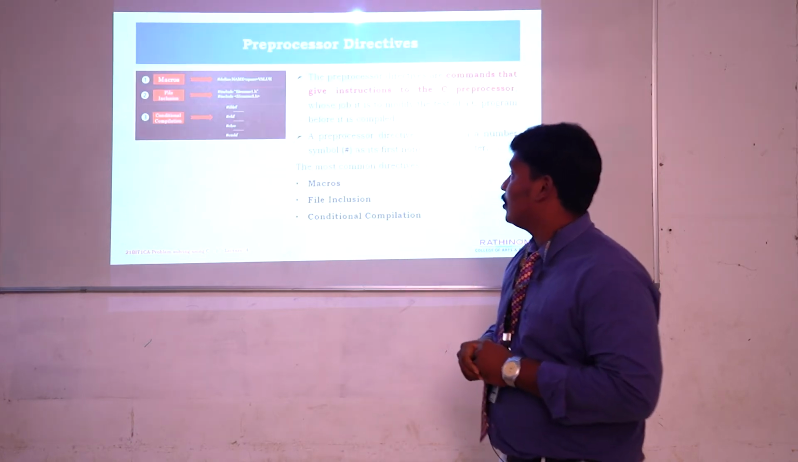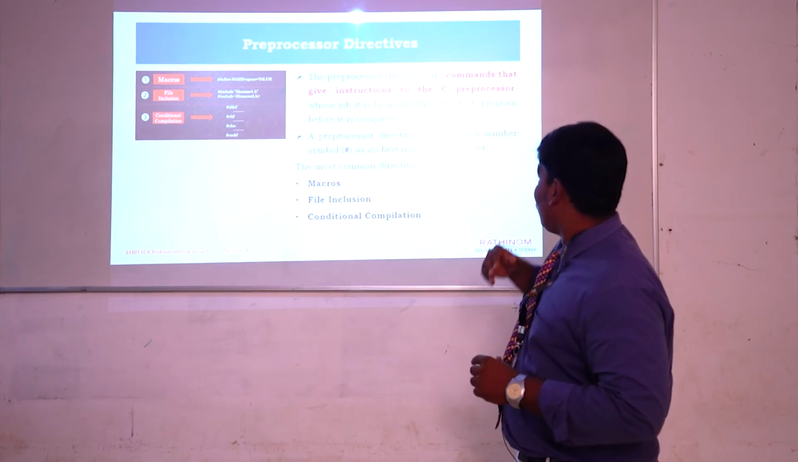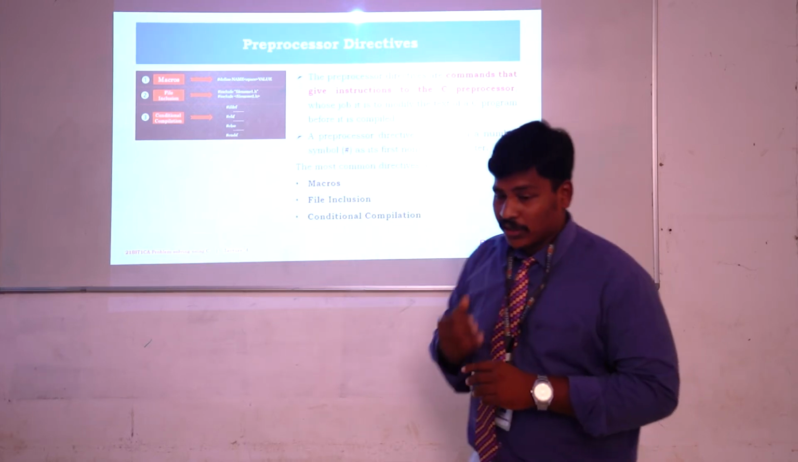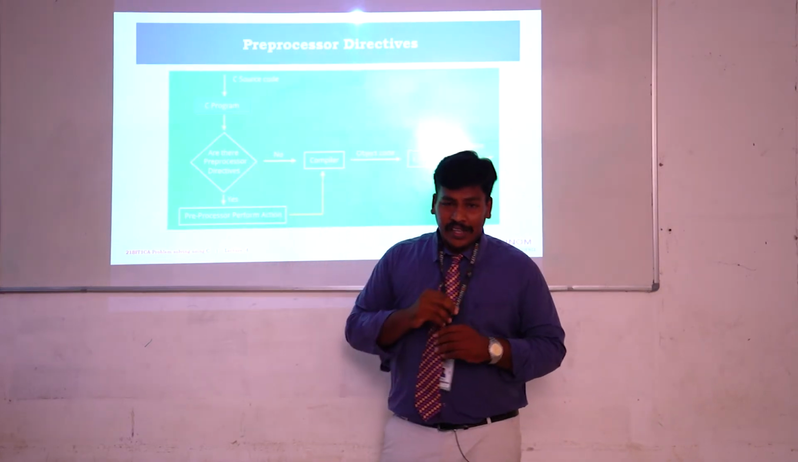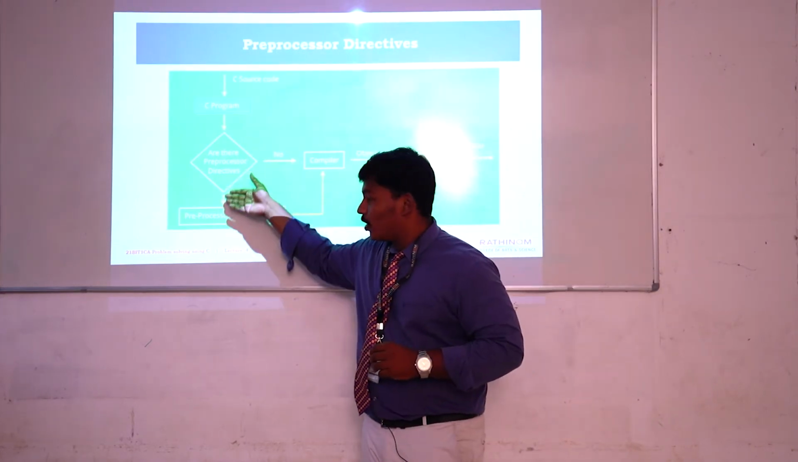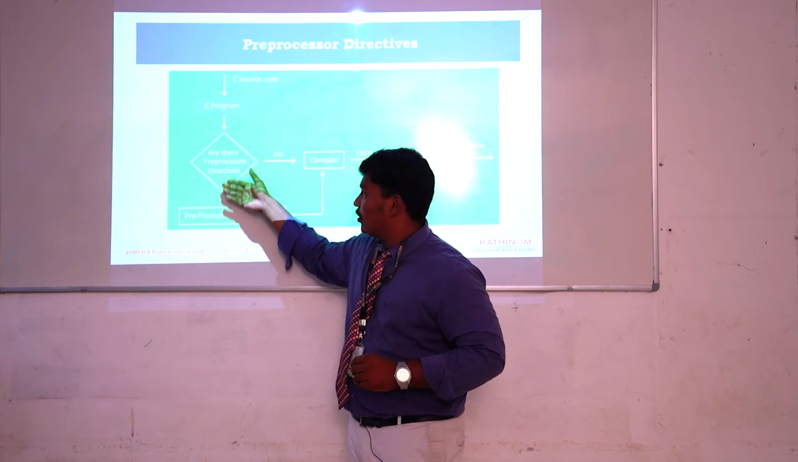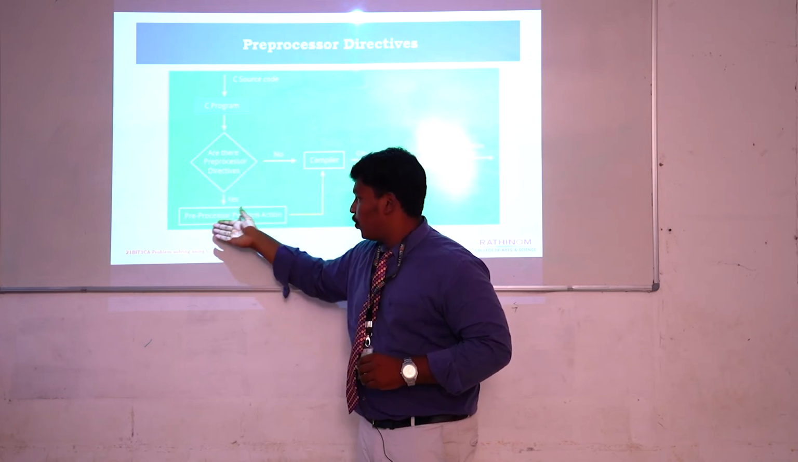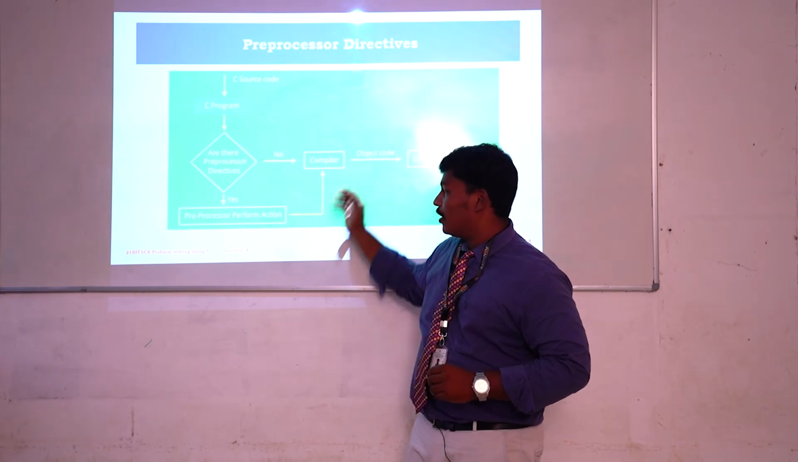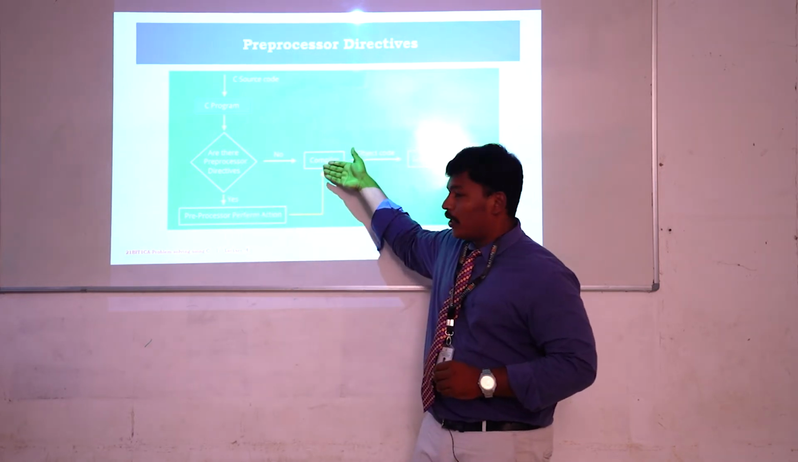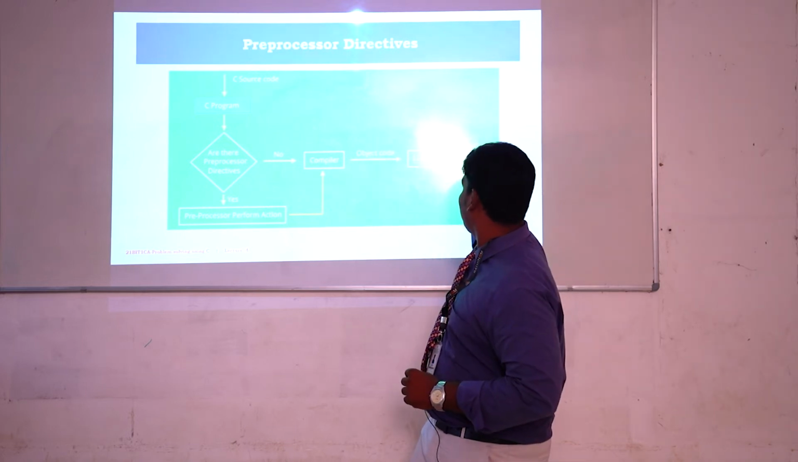Next, preprocessor directives. Preprocessor directives are commands that give instructions to the C preprocessor. So next slide. We write the C program, then the preprocessor processes it. It checks the code; if there is a preprocessor directive, it takes the preprocessor action. Otherwise, it moves directly to the compiler. The compiler produces the object code, the linker links it, and we get the executable code.